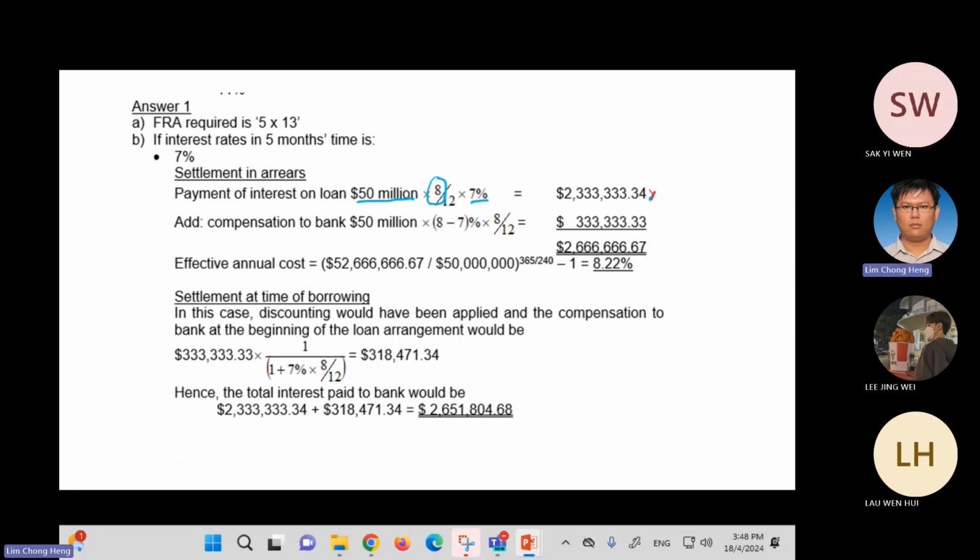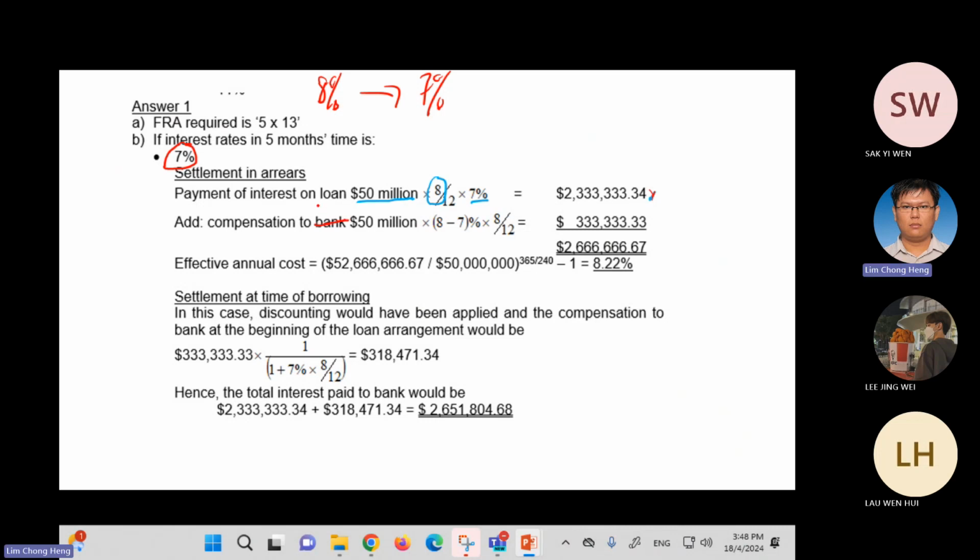This is the interest you need to pay. Easy lah. Another thing is you need to compensate. You did the hedging and locked the interest at 8%. Now the market interest is 7%. Remember, a forward contract is an obligation. You cannot run away. So you need to compensate. I don't want to confuse you.